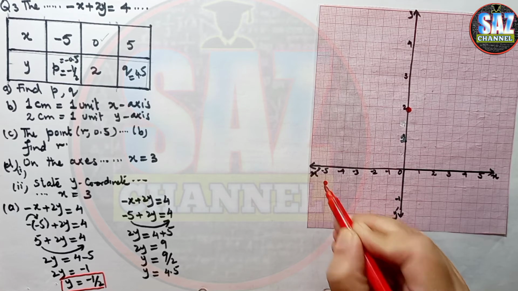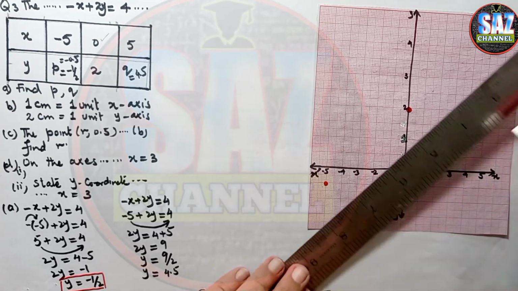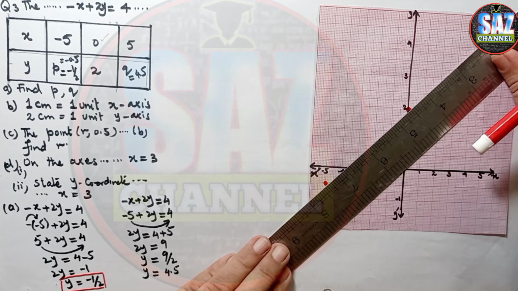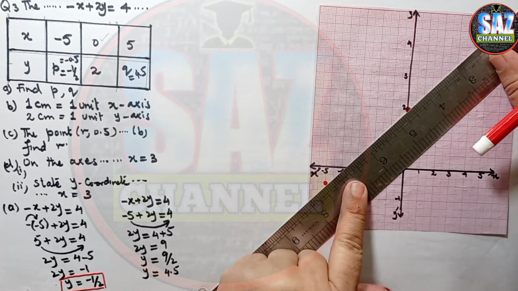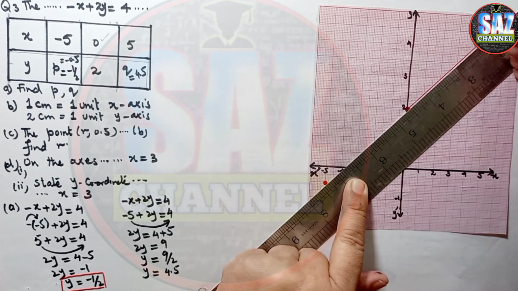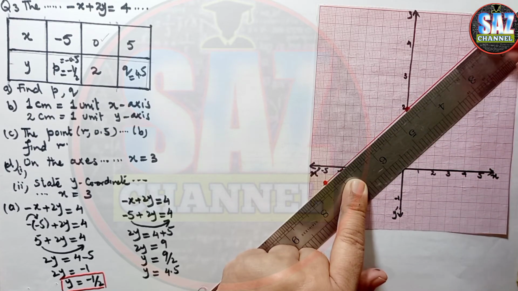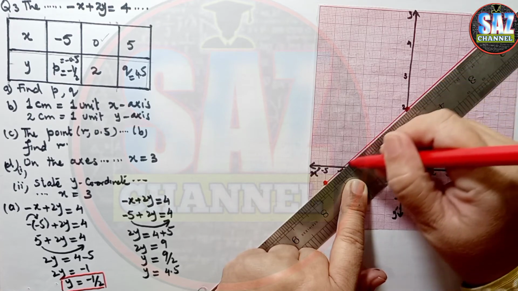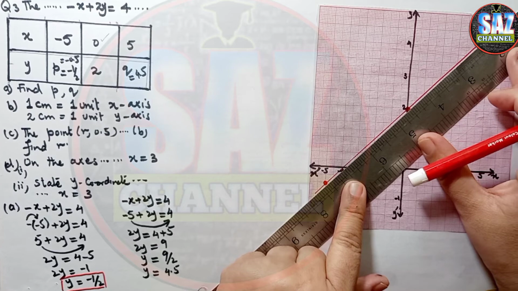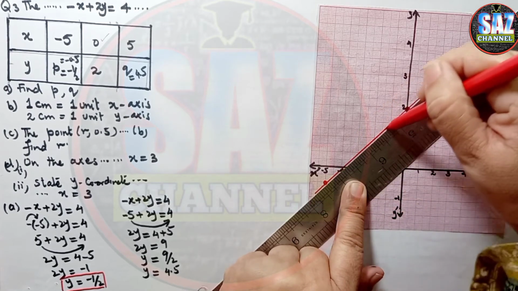Mark the points carefully and join these points with the help of a ruler. As this is a straight line graph, all the points have to form a straight line, and if they are not coming in one line, it means that there is some problem with your working. You have to go back and recheck your table values so that you can get the straight line graph.